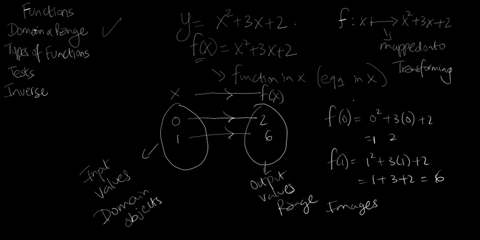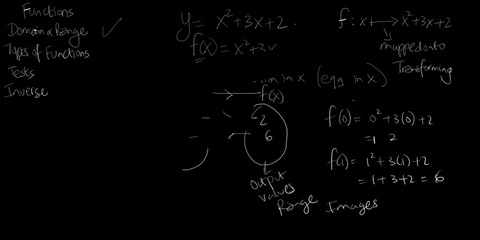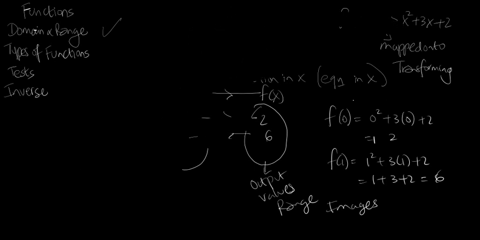Okay, and all the input values are called domain or objects, and the range or output values or images all mean the same thing. The things we get out after that we've replaced. Okay, so that was the first part of the session.